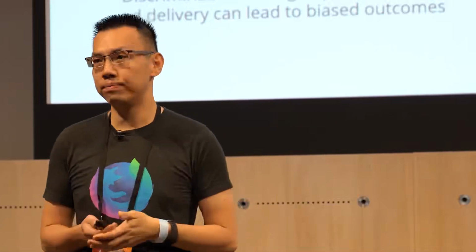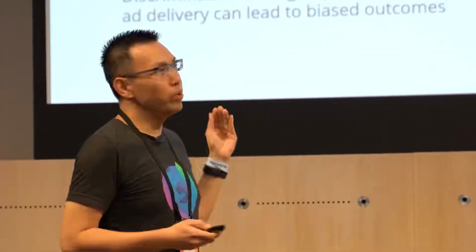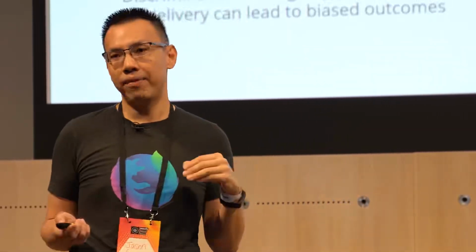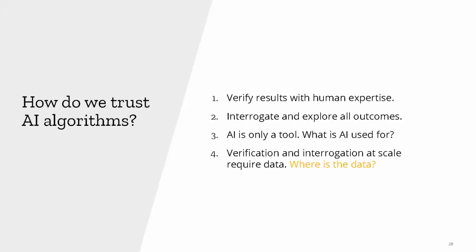The delivery is determined by the algorithm. And the problem with this is that because we don't have the data, even though we can demonstrate some of these effects, we don't know how widespread they are and how many people are impacted by such practices.